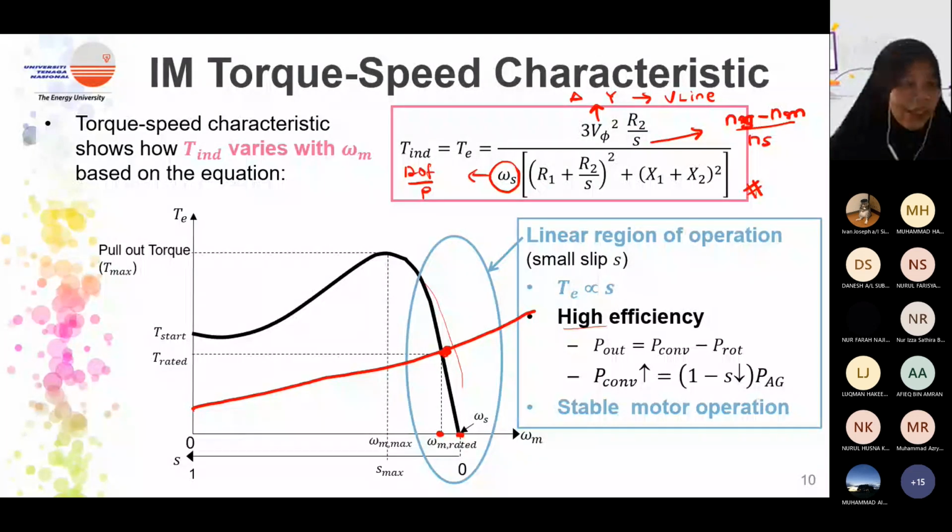Boleh faham? Apa-apa pun, we want to run the load at the linear region.